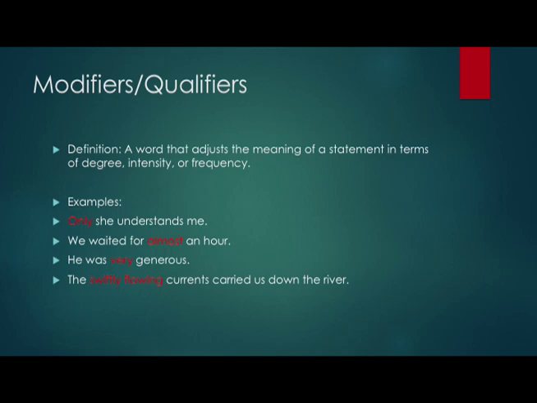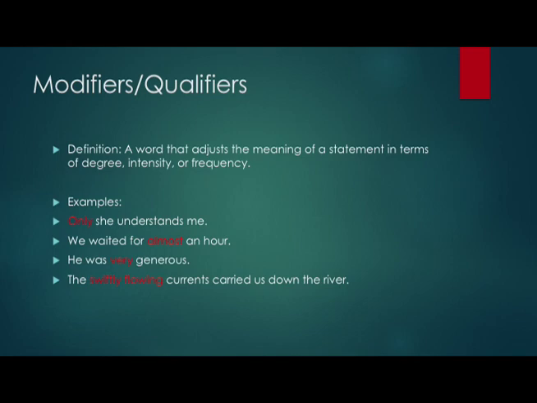All right, modifiers or qualifiers. In this case, that is a word that adjusts the meaning of a statement, either in terms of degree or intensity or frequency. So examples here are, only she understands me. So we could just say, she understands me, which would be fine. However, that's not really all we mean. We're also trying to say that no one else does. So therefore, we're now putting the modifier only in front of the word she to indicate clearly that there's no one else who understands us, only she does.